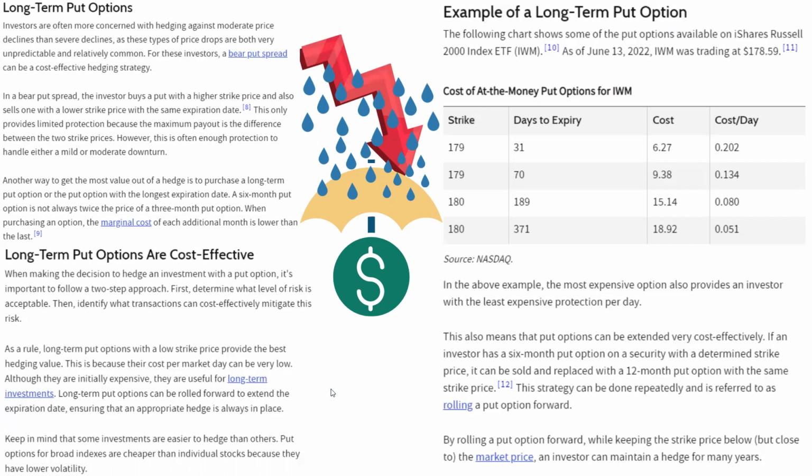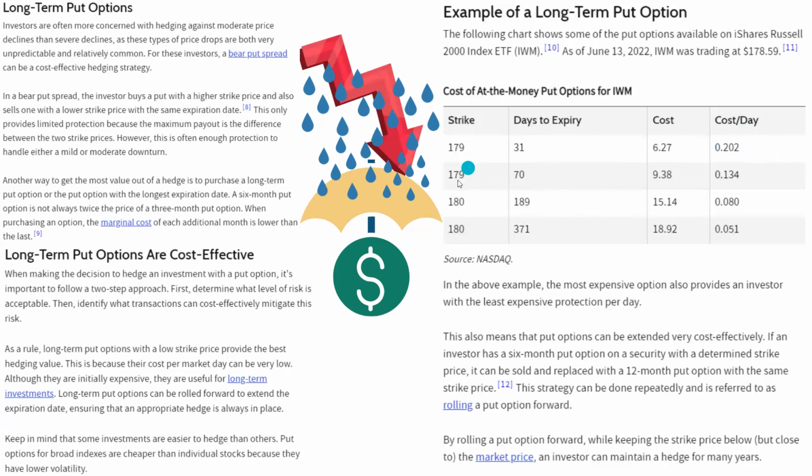Now, here's an example of a long-term put option. The following chart shows some of the put options available on the iShares Russell 2000 Index, IWM, the one I was just talking about. On June 13th, 2022, IWM was trading at 178.59. So you can see here, the 179 strike with 31 days to expiration cost about $627 per contract. Remember, this is an option contract for 100 shares, so you're going to multiply the 6.27 times 100, and that's how you're going to get your cost. And this is costing you about $20 a day.